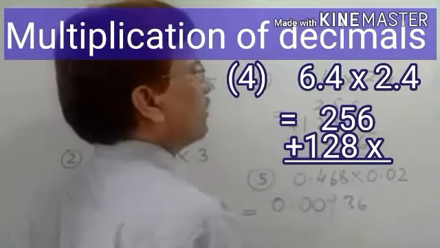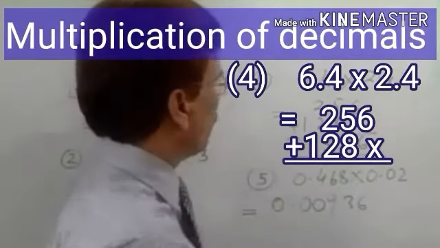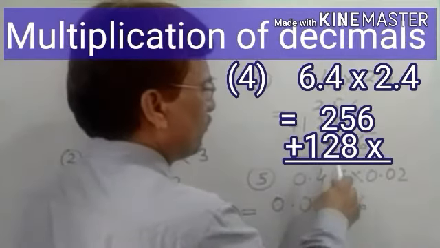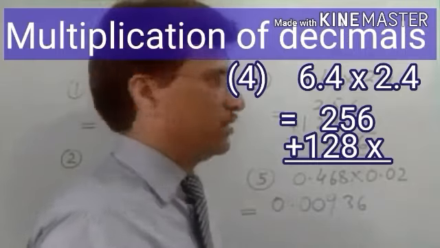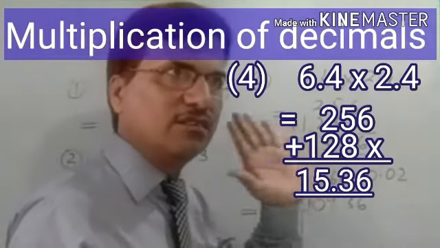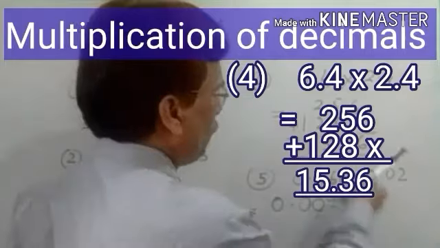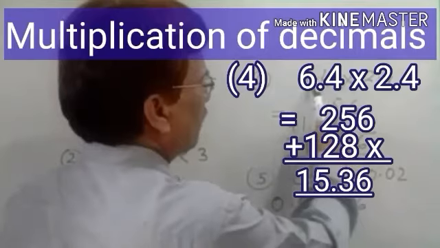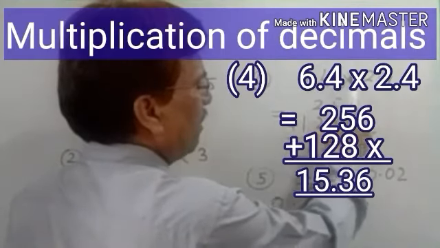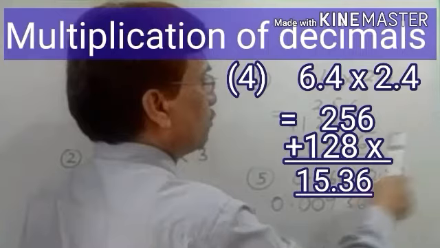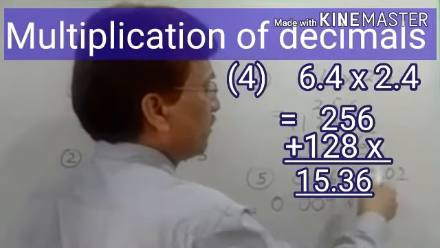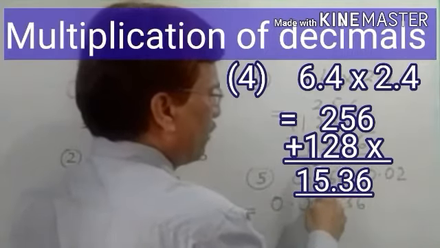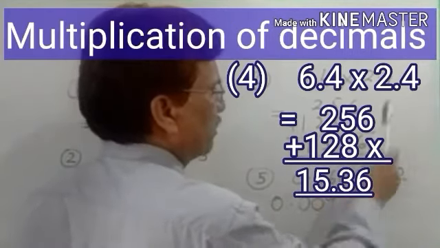Okay. Now question 4. 6.4 into 2.4. Both are decimal numbers. So first we multiply 64 by 24, ignoring the decimal. We get 1536. Student, you know how to multiply the numbers. After the decimal 1 digit, after the decimal 1 digit, total 2 digits. So we have to put the decimal after 2 digits from the right. 1, 2. We put the decimal here. So it becomes 15.36.